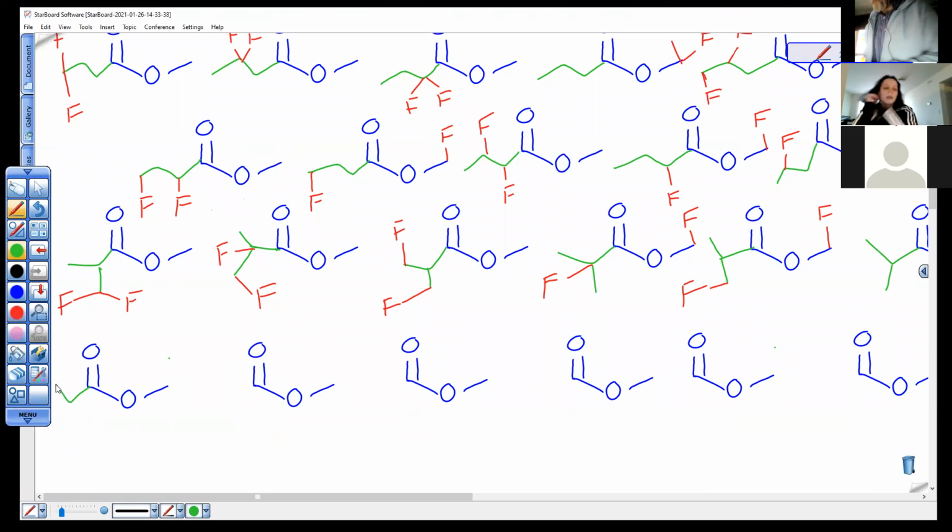Now, how many carbons is that? 1, 2, 3, 4. Well, the only place to put another carbon's there. And how many ways can you put, well, while you're figuring that out, I'm just going to draw a bunch of them because I know it's a bunch of them. Oh, I went to 6, didn't I?